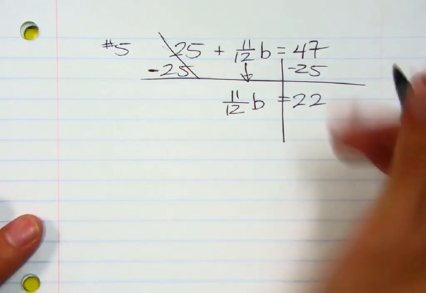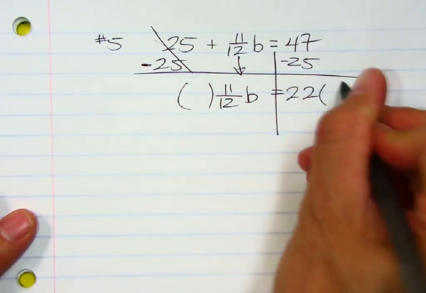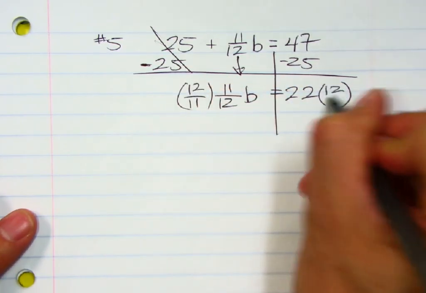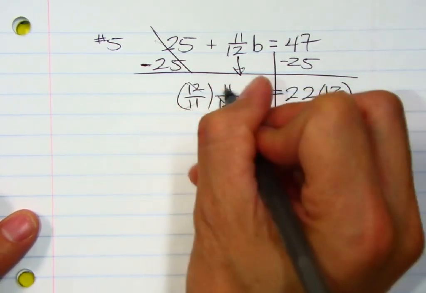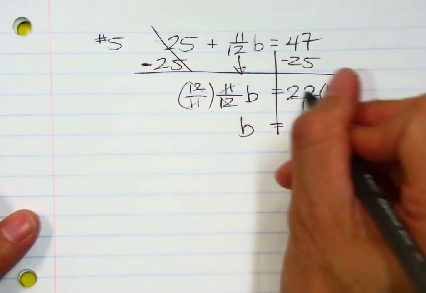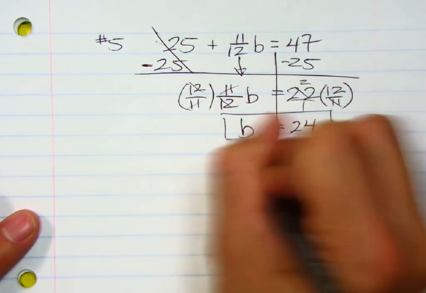All right. Next, I get rid of the multiplication. This time I would be dividing by a fraction, so that means use the multiplicative inverse. Right? Those cross out. That crosses out. I get b equals, I'm going to do some crossing out on my own over here, 24. That's what I think b is equal to.